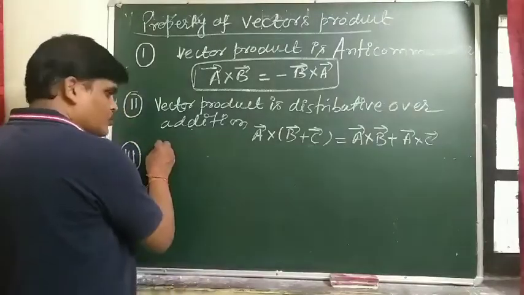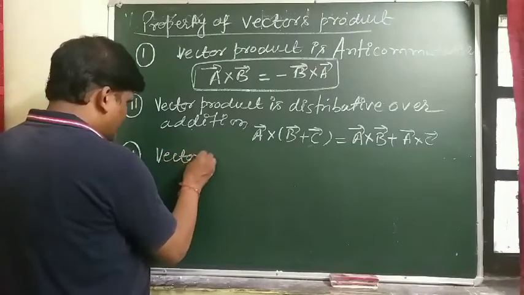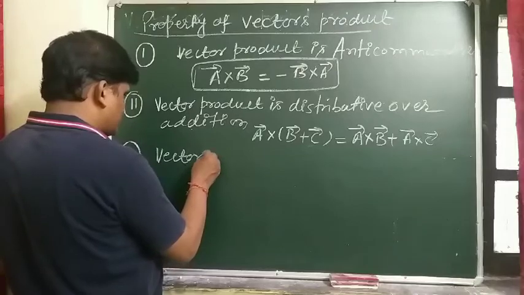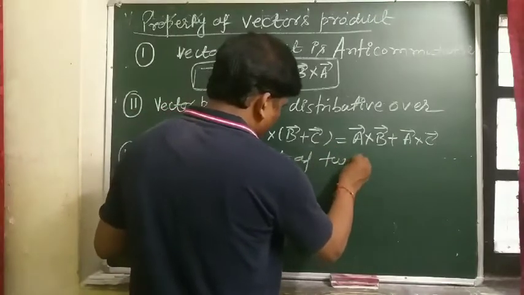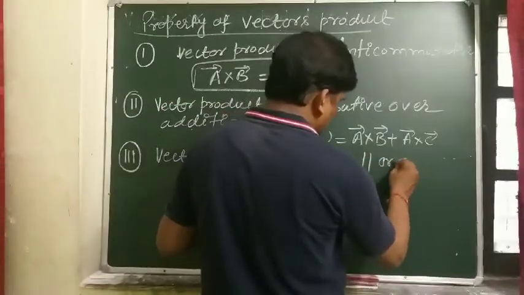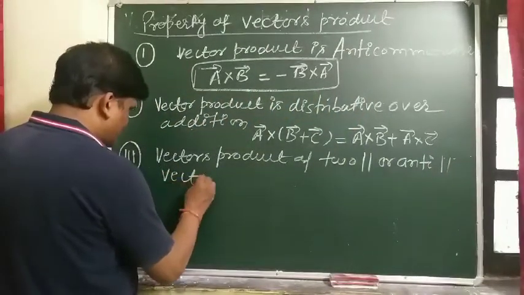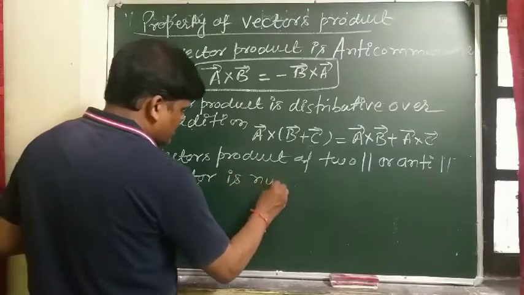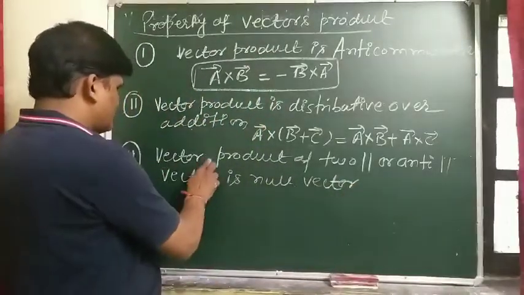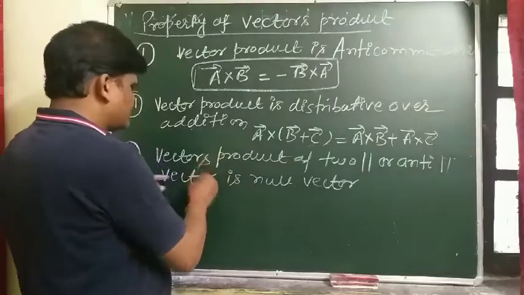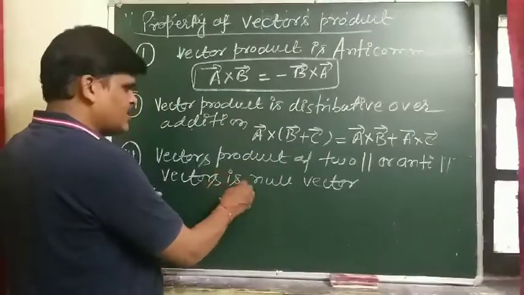Next property: the vector product of two parallel or anti-parallel vectors is a null vector. So the vector product of two parallel or anti-parallel vectors is a null vector.